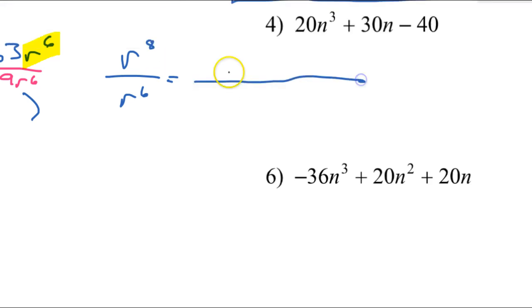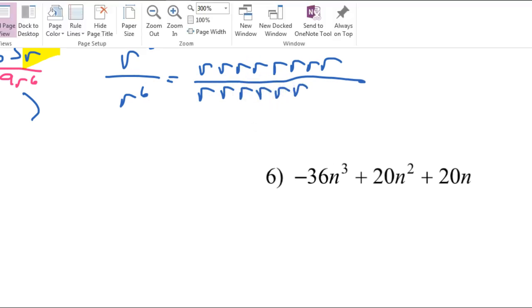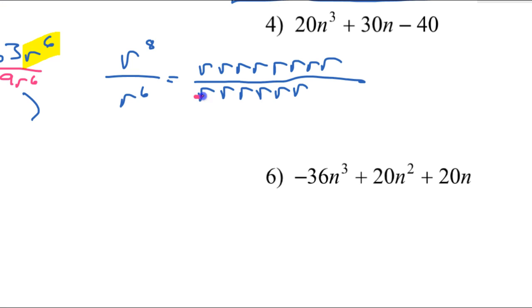When you look at this fraction, r to the 8th power over r to the 6th power, r to the 8th power really means r times r times r times r times r times r times r times r. That's 8 r's. And then in the denominator, r to the 6th power, 1, 2, 3, 4, 5, 6. So what's really happening is these 6 r's in the denominator are going to cancel out these 6 r's in the numerator.